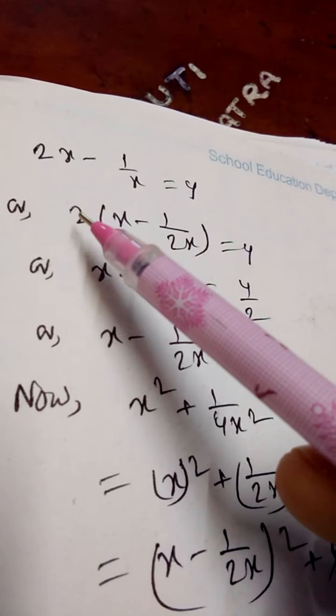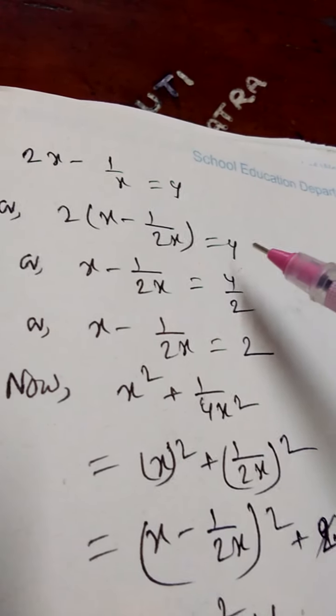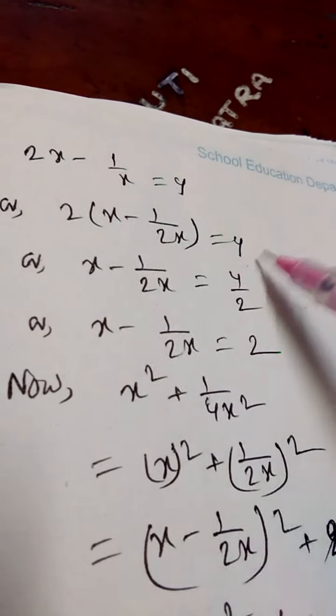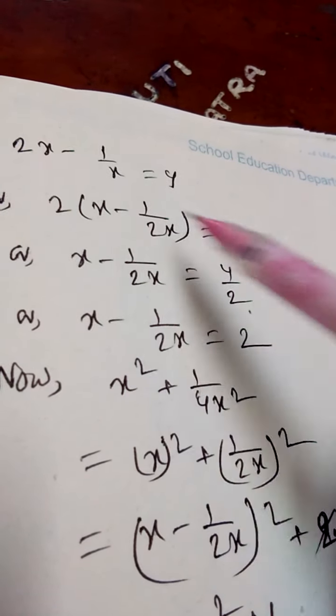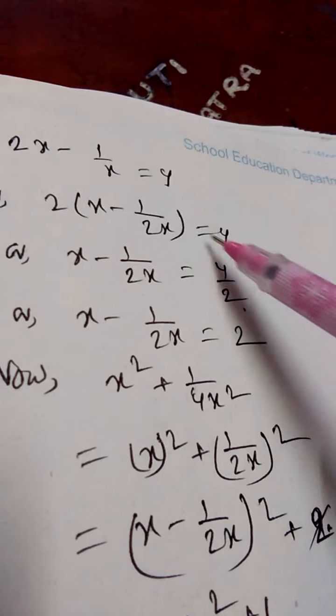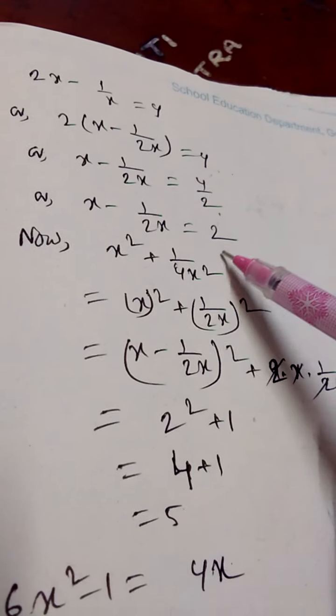Therefore, if we take 2 as common, then 2 into (x minus 1 by 2x) equal to 4, that is x minus 1 by 2x equal to 4 by 2. Since 2 is on the left, if we move it to the right hand side of the equal sign, we will get x minus 1 by 2x equal to 4 by 2, that is x minus 1 by 2x equal to 2.